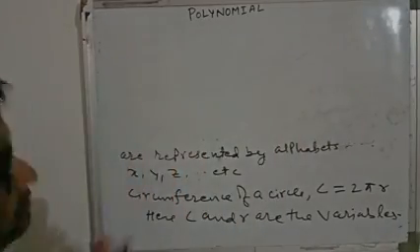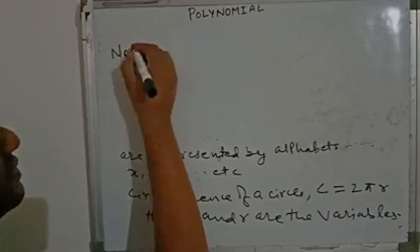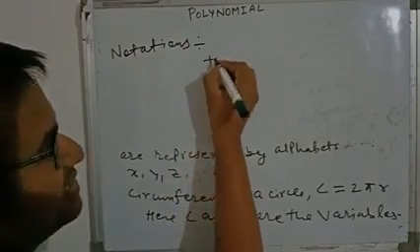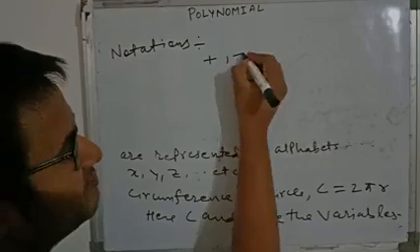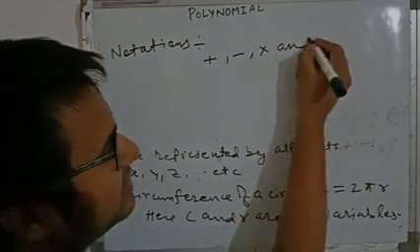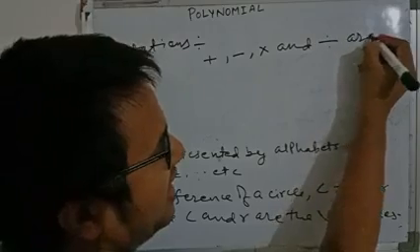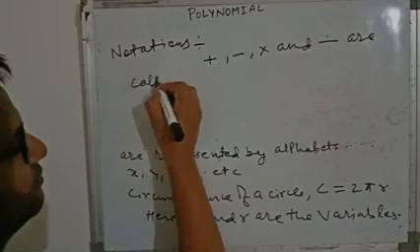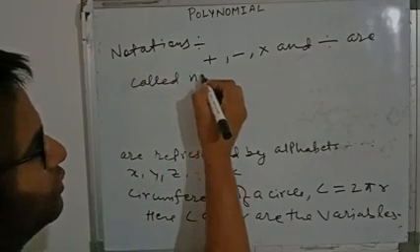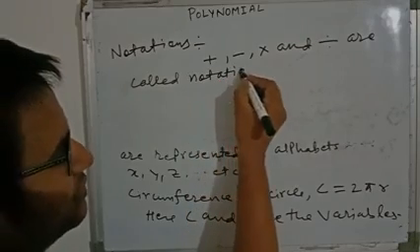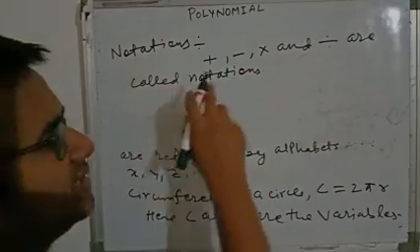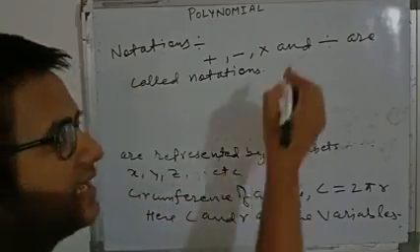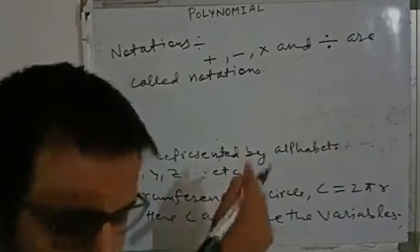And number three, important point, notations. It's very simple. The signs of plus, minus, multiply and divide are called notations. These are simple algebraic operations: plus, minus, multiply, divide. You know that. So all these are called notations.